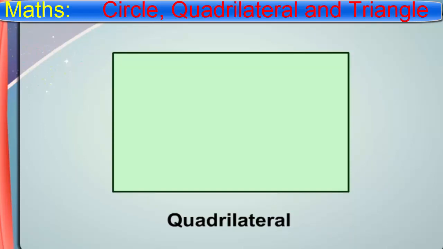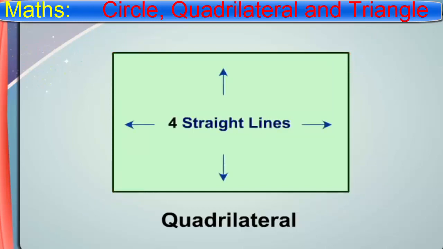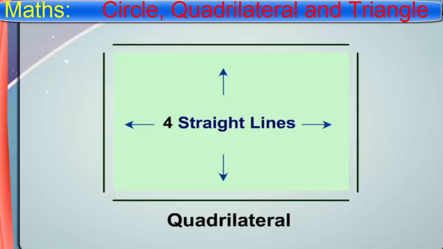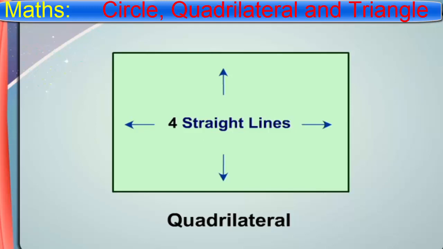Can you tell me how many straight lines there are? 1, 2, 3, 4. There are 4 straight lines in the quadrilateral. Yes, there are 4 straight lines in the quadrilateral. There are 4 corners and 4 straight lines in a quadrilateral. And the straight lines of a quadrilateral are also known as sides. So, there are 4 sides in a quadrilateral.